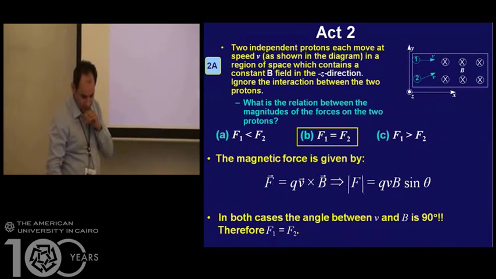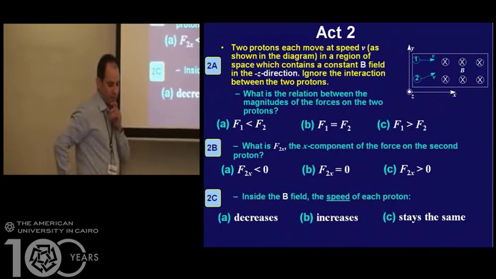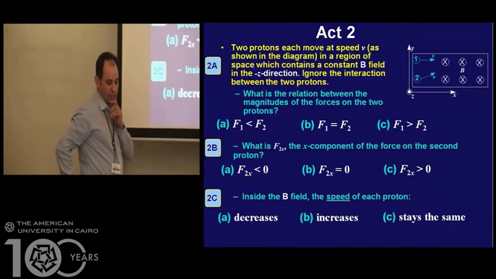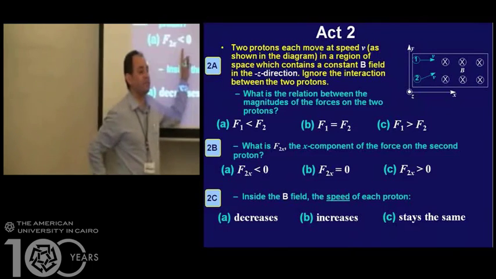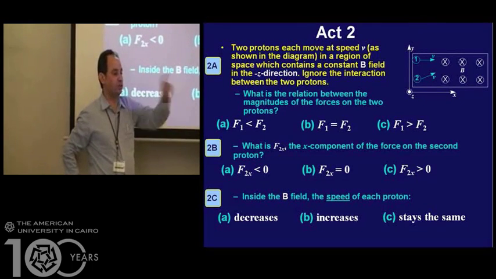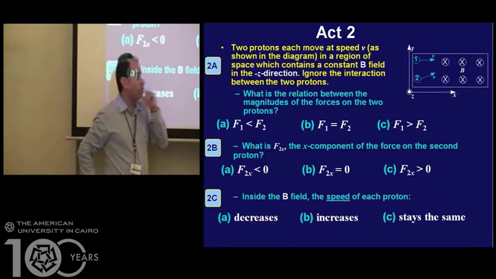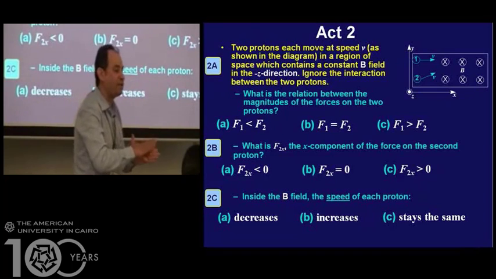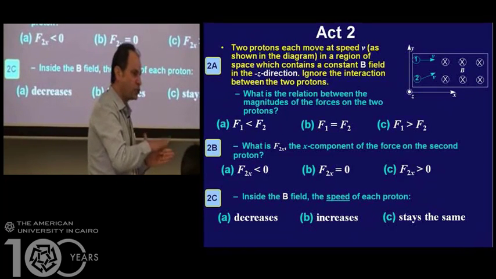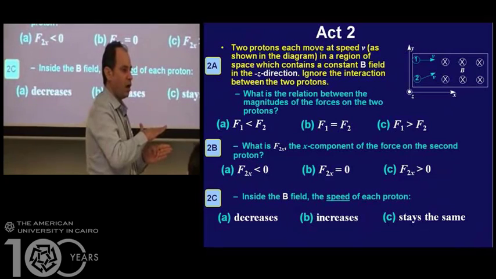Part two. What is F2x, the x component of the force on the second proton? Is it positive, is it negative, or is it zero? So why is it positive? What does positive mean? Direction. So positive or negative means only direction. Actually this problem is asking us mainly about the direction of the x component of the force on the second object.